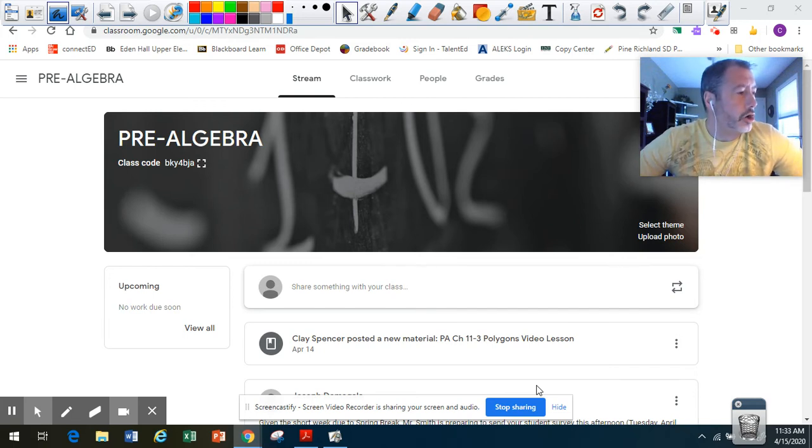Yesterday, we worked on 11-3 polygons. Today, we're working on 11-4 translations and reflections on the coordinate plane. So let's see where we can find that information.